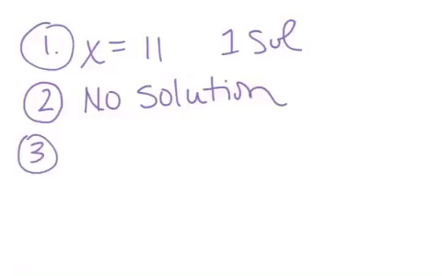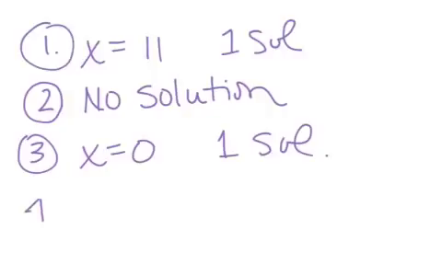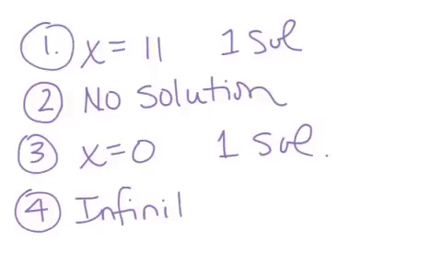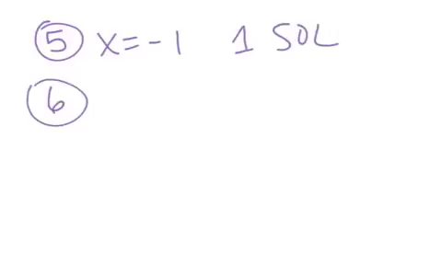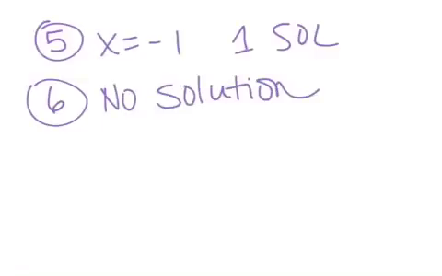Number 3, remember if it's one particular value that x has to equal, that's one solution. Number 4 is an infinite solution. That means you got something identical on both sides of the equal sign. Number 5, x equals -1, which is one solution. Number 6 is a no solution. It must have been a not true statement, something that did not equal.